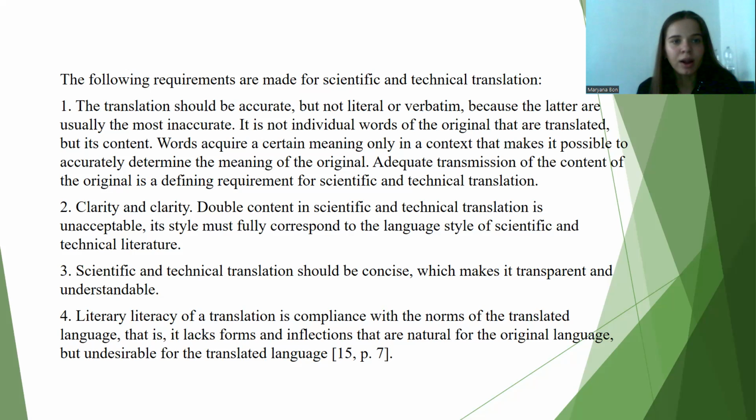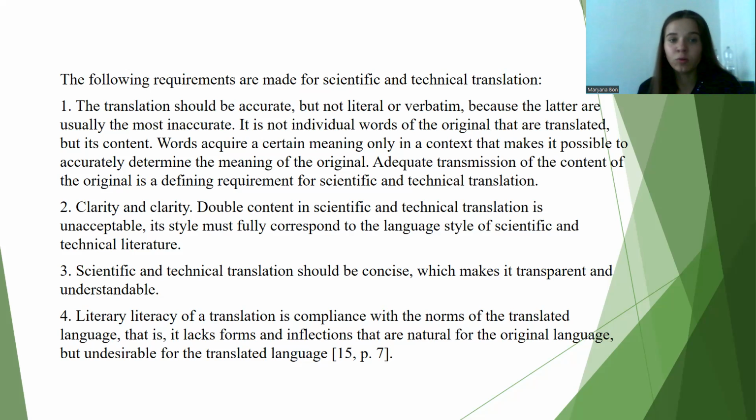The first requirement is that the translation should be accurate but not literal or verbatim, because the latter usually is the most inaccurate. It's not individual words of the original that are translated, but its content. Words acquire a certain meaning only in a context that makes it possible to accurately determine the meaning of the original. Adequate transmission of the content of the original is a defining requirement for scientific and technical translation.